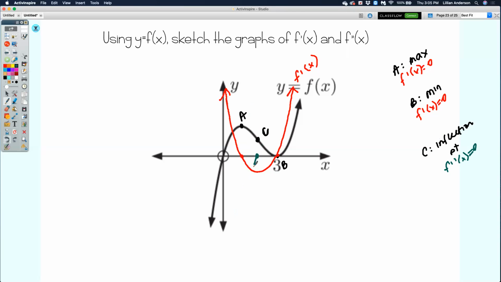And then concave up means we are above the x-axis. So then this would be our second derivative. You want to definitely make sure that you try to hit some of those crucial points of extrema and inflection points, to highlight when you are graphing the first and the second derivative.